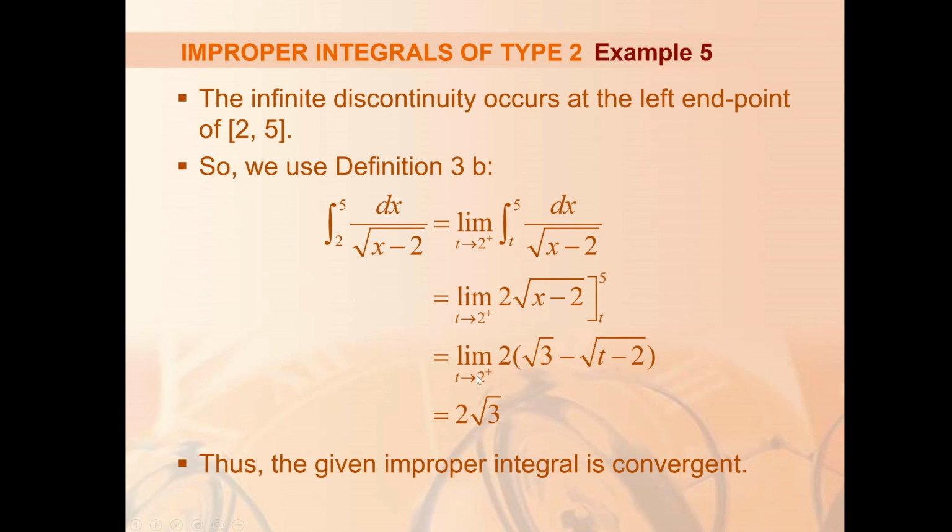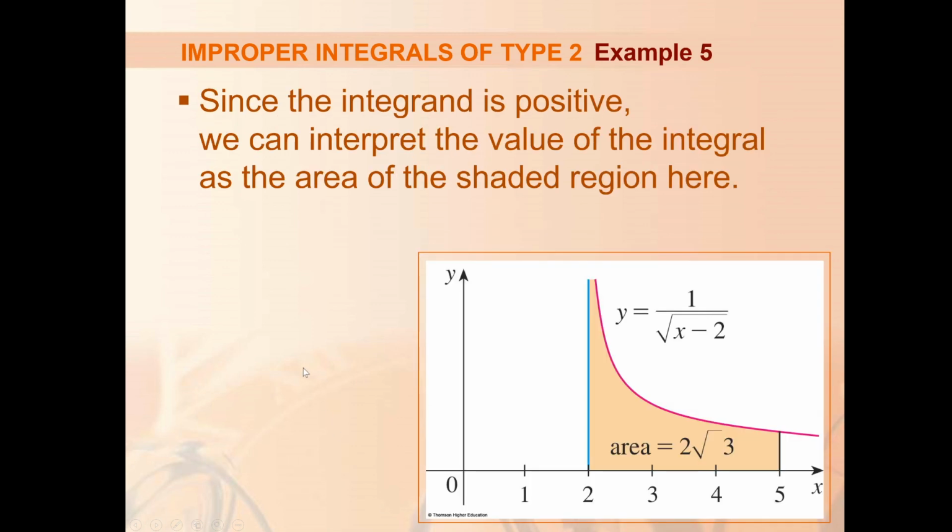The reason I can put in 2 for this one here is that there's no restriction. So this part of the limit turns out to be 0, and what's left is just 2 root 3. Thus, the given improper integral converges. So here's the graph interpretation.